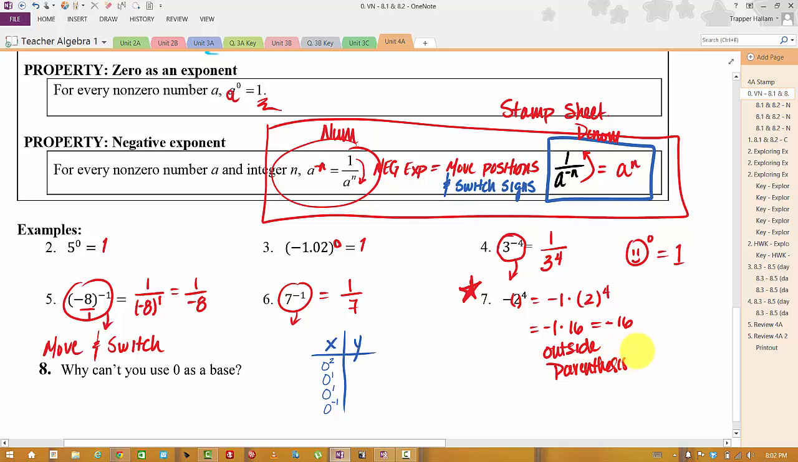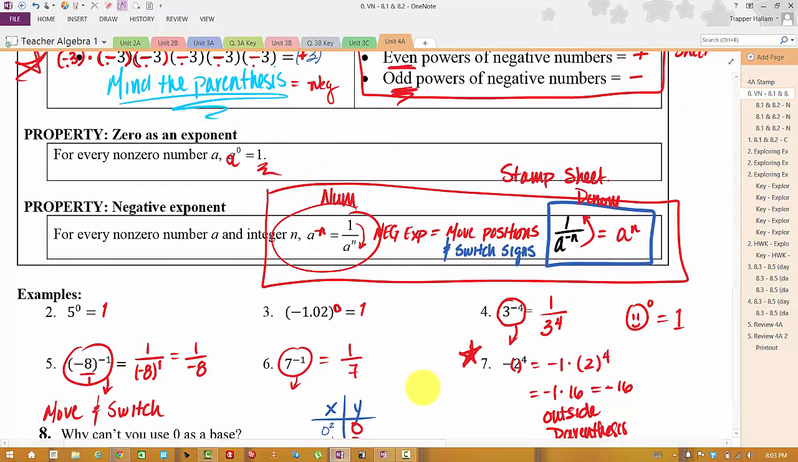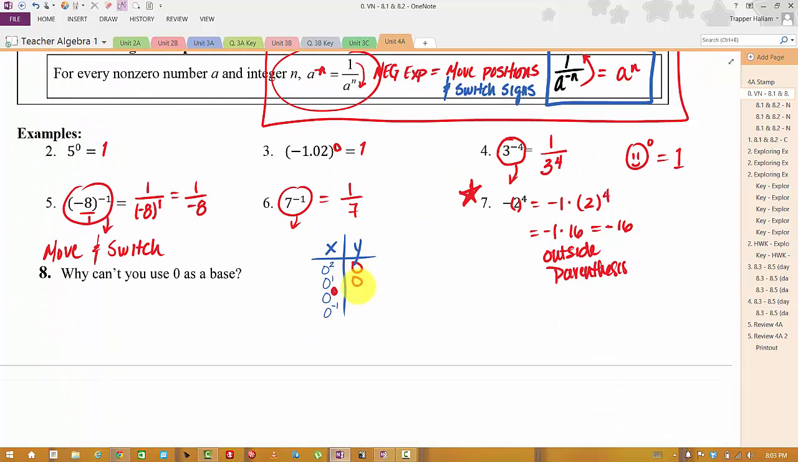Okay, so that's the notes. One more quick question, sorry, I lied to you. One more quick question. It says, why can't you use 0 as a base? Well, let's explore that quickly. If I take 0 to the 2nd power, well, 0 times 0 is 0. 0 to the 1st power is 0. This actually should be a 0 here. So 0 to the 0 power, our rule above says that any number, non-zero of course, should be 1. So this would break our rule, but it wouldn't make any sense to make that 1, would it?